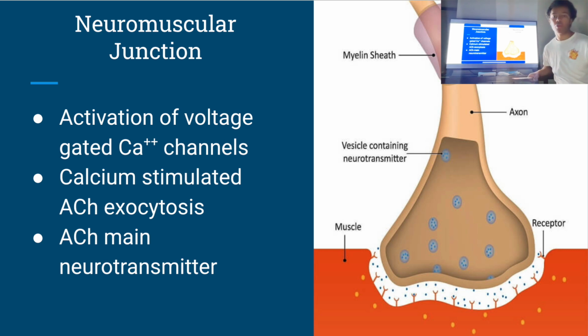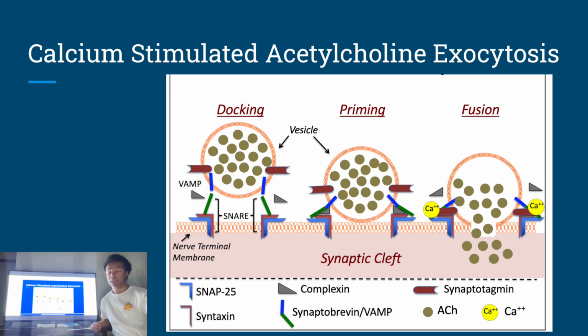When the action potential reaches the terminal, it triggers the activation of these voltage-gated calcium channels. Calcium will influx into the cell and interact with these blue acetylcholine packets that exist in the terminal. Acetylcholine is the neurotransmitter involved in excitation-contraction coupling. It's synthesized in the motor neuron cell body and then transported down to the terminal where it is stored in these vesicles. So acetylcholine is released from the motor neuron through a process known as calcium-stimulated acetylcholine exocytosis.